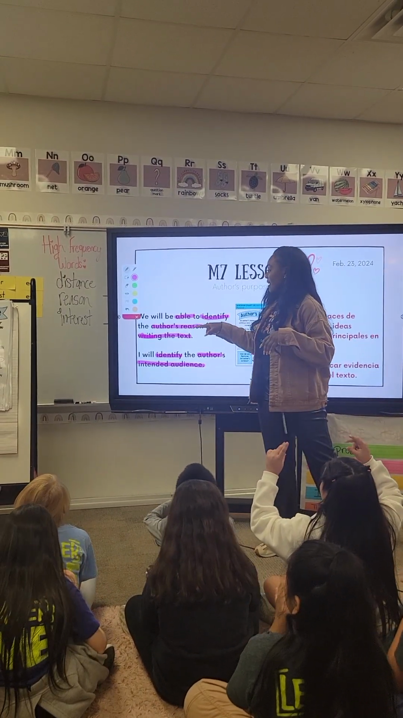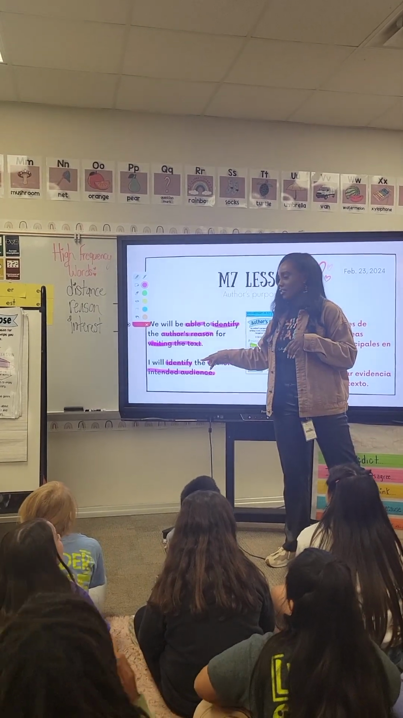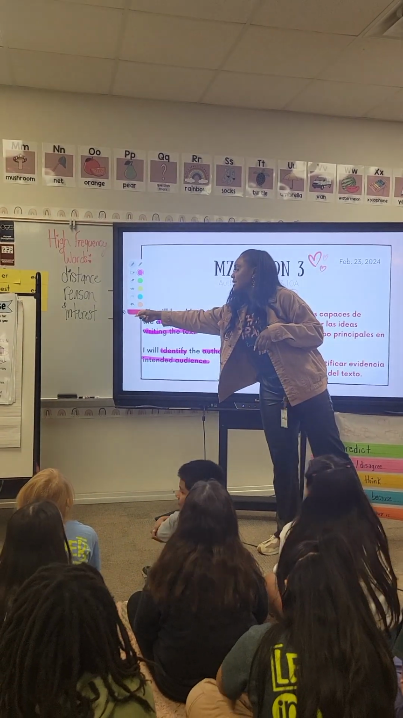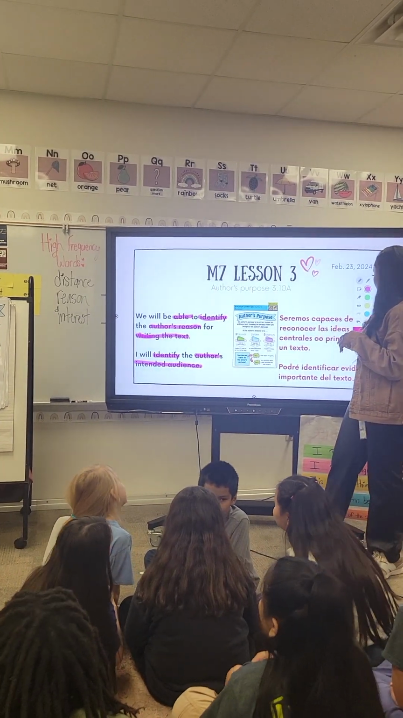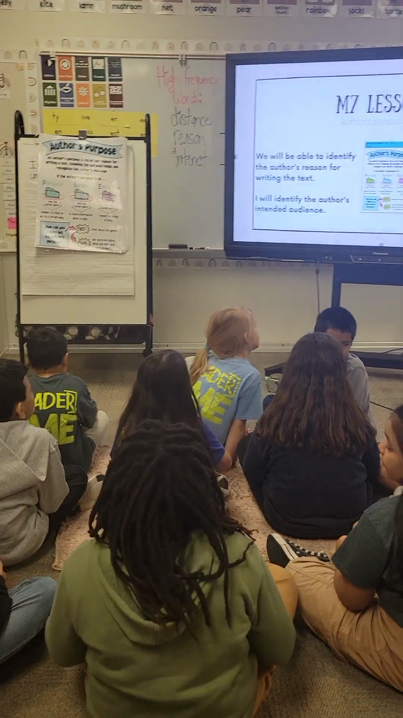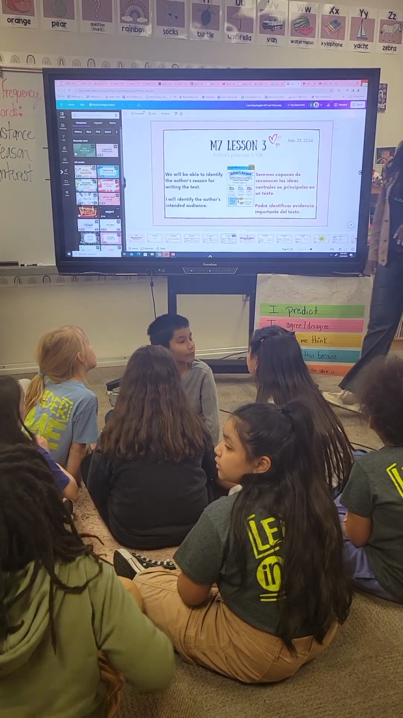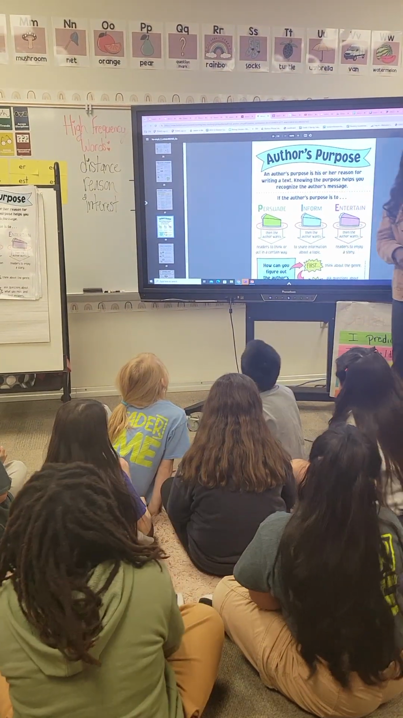Perfect. So we're going to talk about their reason for writing the text and the audience that they're trying to reach. Turn and talk to a partner. What are we learning today? The author's reason for writing the text, and I will be able to identify the author's audience. All right, class? Yes. Perfect.